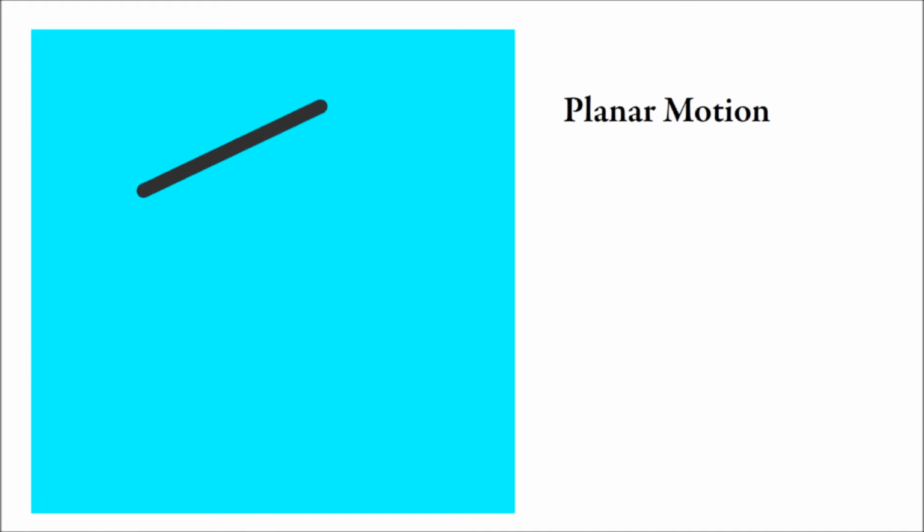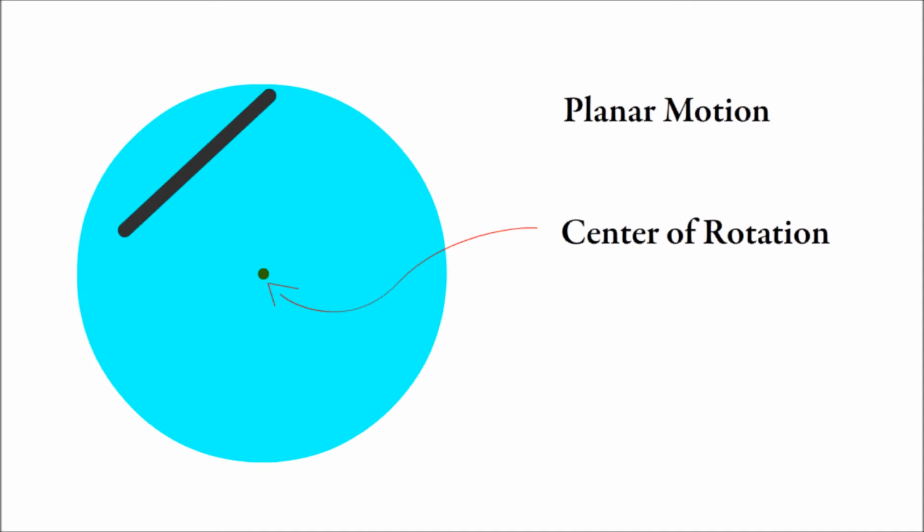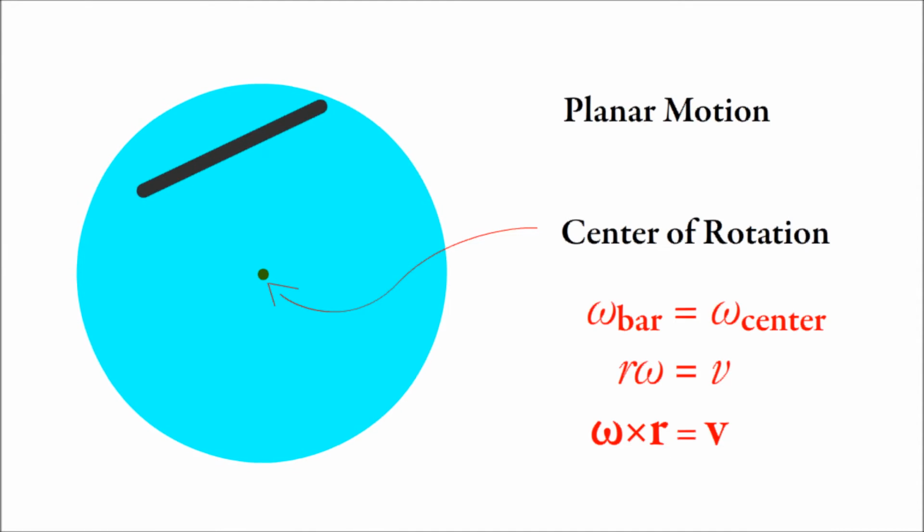Some theory. Here is a bar that is both translating and rotating on the plane. It looks complicated. Well, it's not. It's just rotating around the green dot. This makes it look more obvious. That means we can apply the equations for simple rotational motion to figure out the bar's angular velocity and the velocity of each point on the bar.